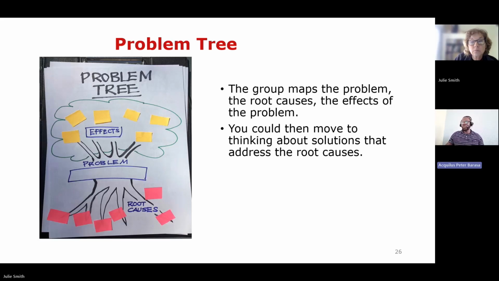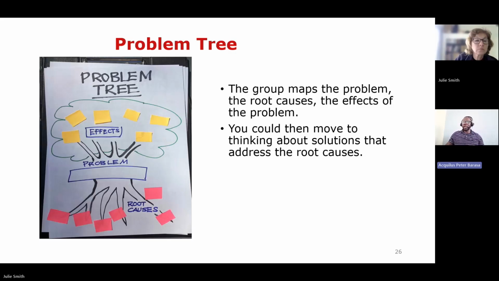It's access to transport. What else is it? It's a teacher's capacity to teach kids, for example. And then you look at the effects. So it's a fairly easy way of mapping a problem, what is perceived as the root cause, and the effect.